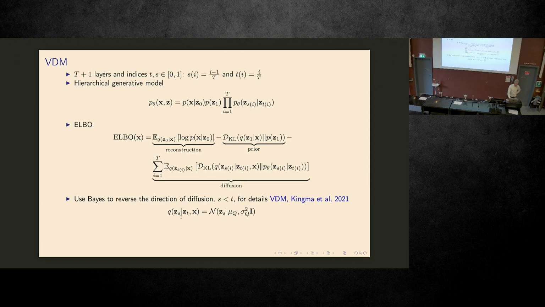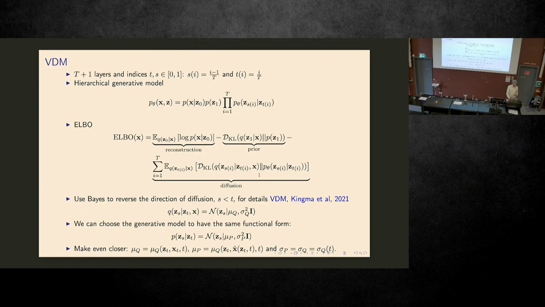Yes, and then you can sit down and do this exercise. It's horrible, several pages of completing the square. But in the end, you get a very simple expression: this conditional distribution has a mean that depends on z_t and x, and a variance that only depends on the variances in a simple way. And because now we have to define the generative model, you can also choose the generative model to have the same shape. Of course, this mu_p cannot depend on x, because it's a generative model, so it can only depend on the previous latent variable.